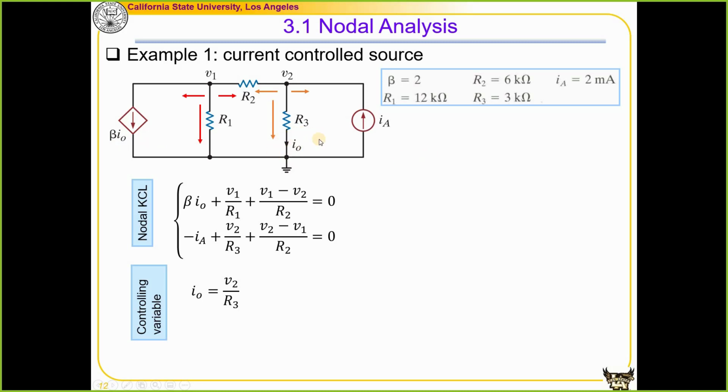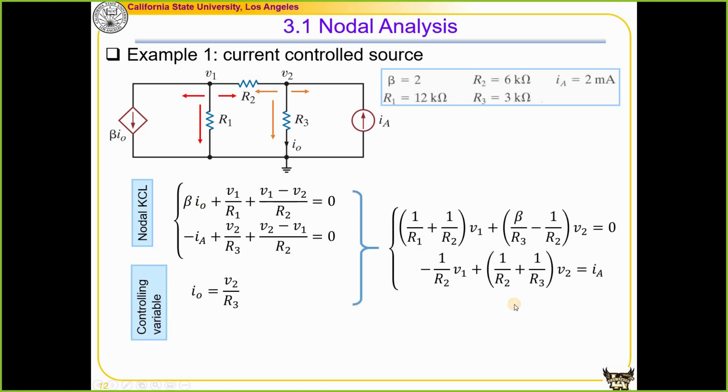We find I_O is over here. And I_O can be found by using Ohm's law, by using the nodal voltage V2. So we know that I_O is equal to V2 minus 0 divided by R3. So this is how we find the third equation. Now we have three unknowns, V1, V2, and I_O, and we have three independent equations. Then we'll be able to solve them. So that is how we solve the problems with dependent sources.